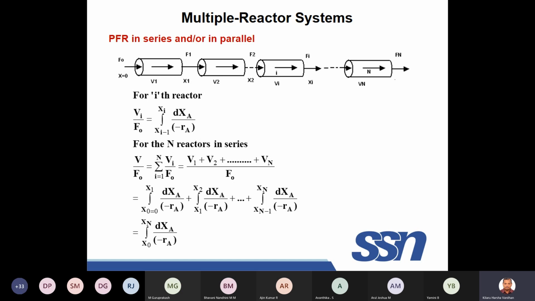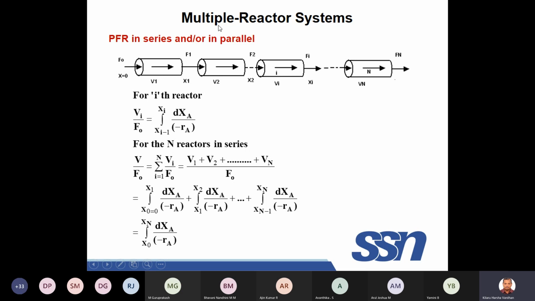So what will happen is, if you are having mixed reactors in series, your volume required will be much lesser. That is what I claimed in the earlier class. Now I'll show you graphically how it will be done.